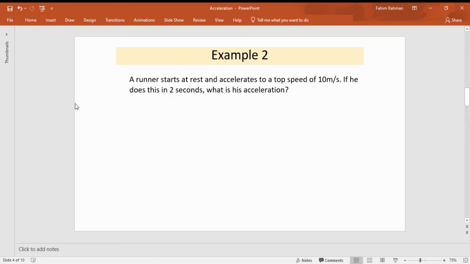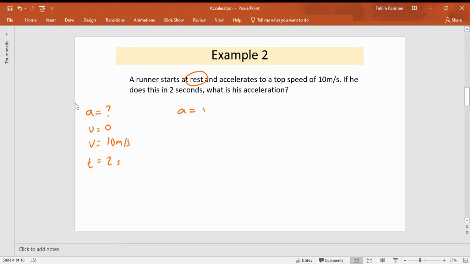So by breaking it down and thinking what's happening, this method helps us to really appreciate the steps of the question. Okay, a runner starts at rest and accelerates to a top speed of 10 meters per second. He does this in 2 seconds. What is his acceleration? So a, u, v, t. Acceleration is what we're trying to work out. Final velocity, accelerates to a top speed of 10 meters per second, and he does that in 2 seconds. Now, because he starts at rest, that tells us that his initial velocity is 0. He was not going anywhere before.